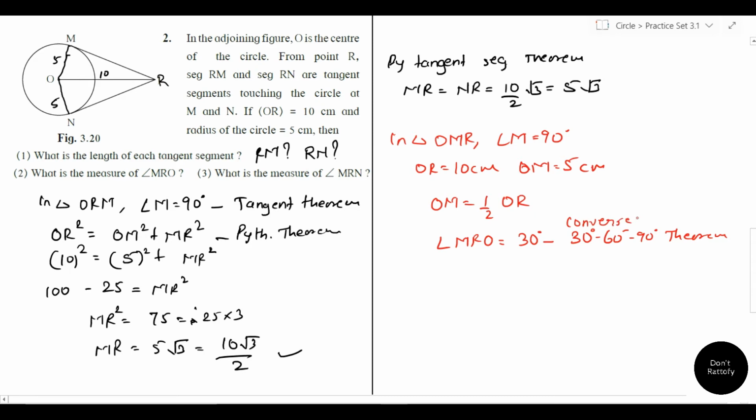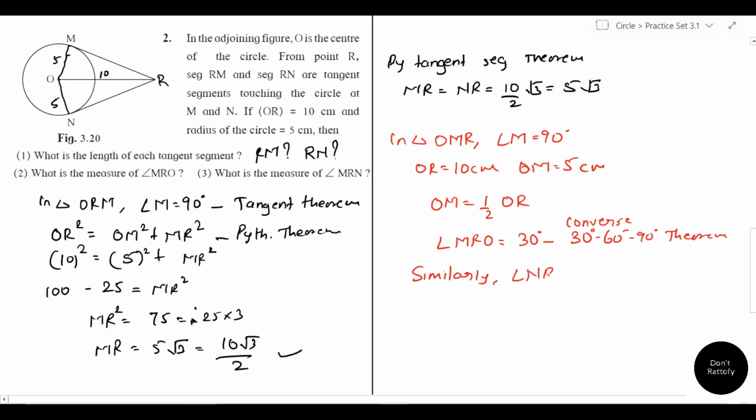Converse of 30, 60, 90 degree theorem. Okay, we got the value of MRO. Similarly, they also ask the measure of MRN. To find MRN, I have to find ORN or NRO, right? So, similarly, as we found out the value of MRO, we can find out the value of NRO also.